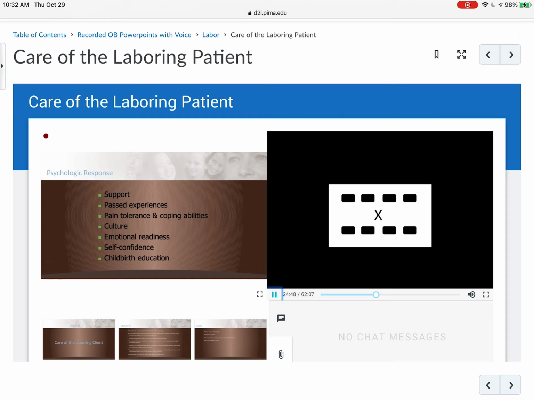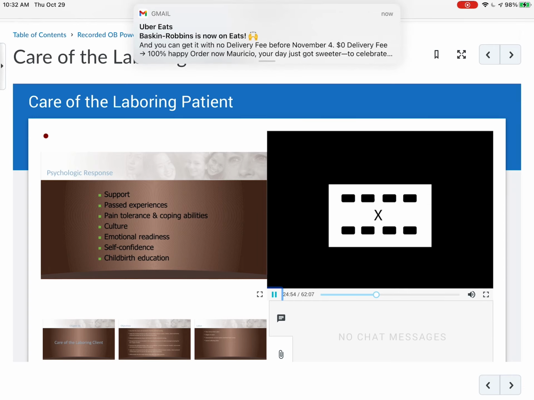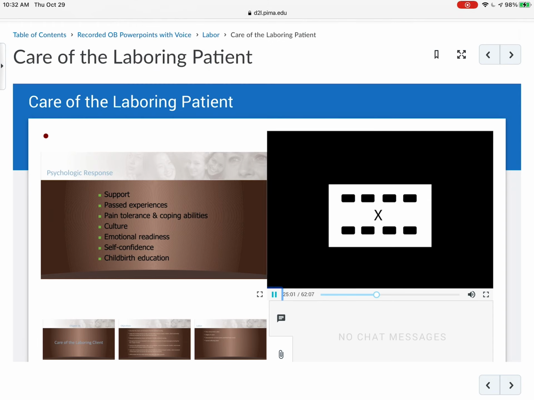He may have music loaded that she likes, aromatherapy. We have it in the hospitals, but a lot of times I encourage in childbirth education for the support person to bring in and give her some aromatherapy. So all kinds of support is very important.